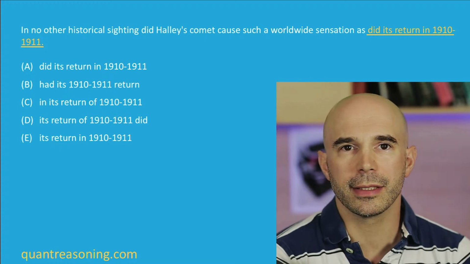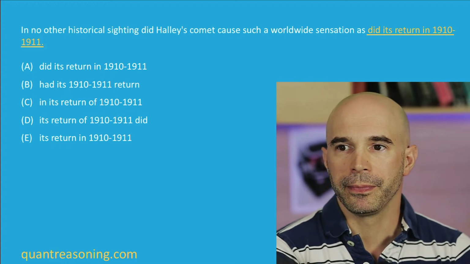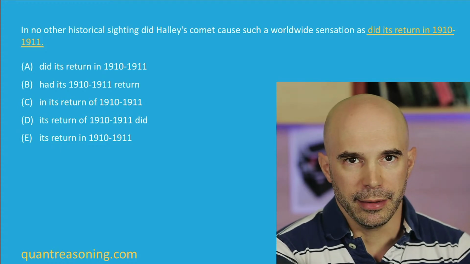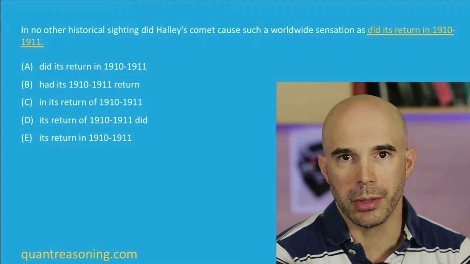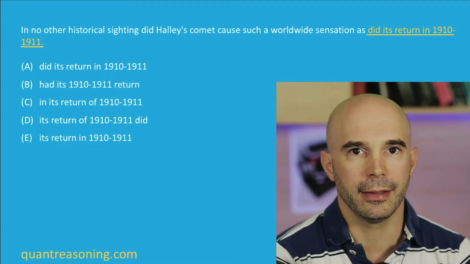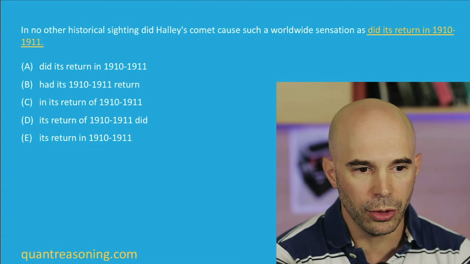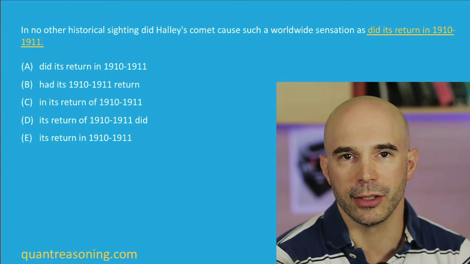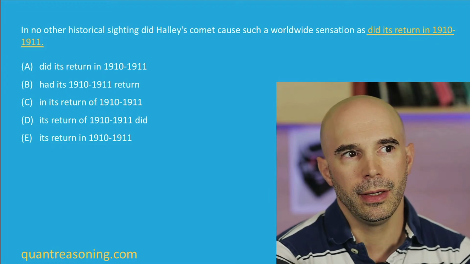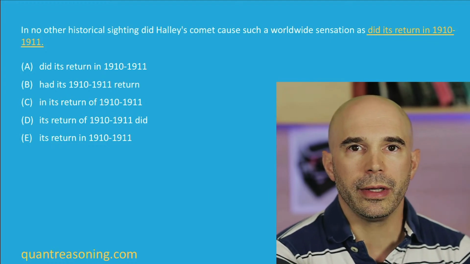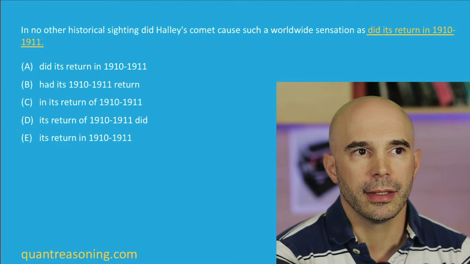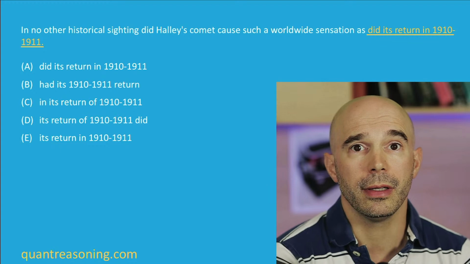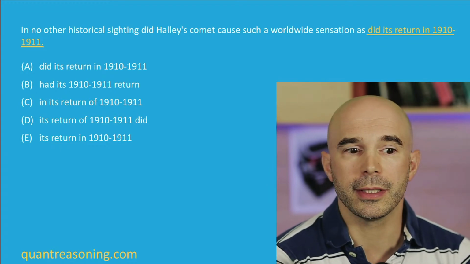Okay, so this sentence is starting with the words, in no other historical sighting did something blah, blah, blah, blah, blah. And this is not underlined, so it's very, very important. In no other historical sighting did so-and-so. That means that we are comparing something that happened or didn't happen, or the degree to which it happened, in different historical sightings.